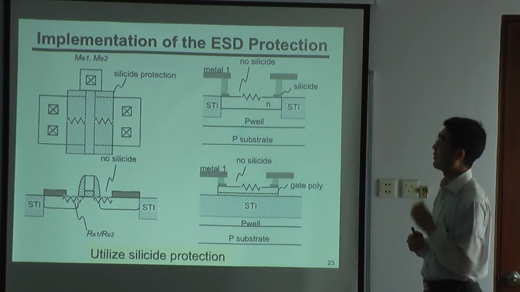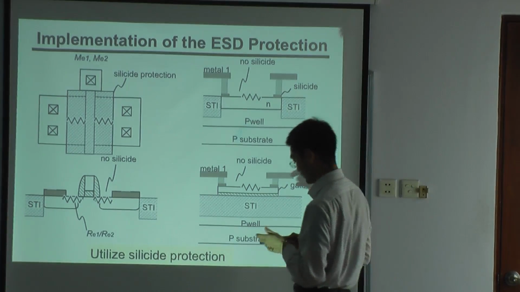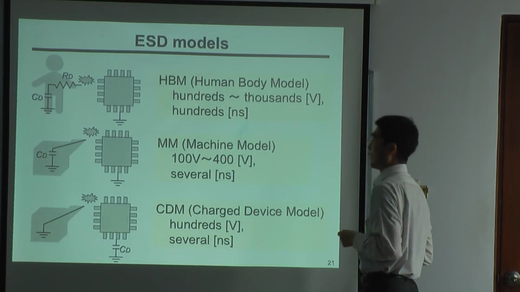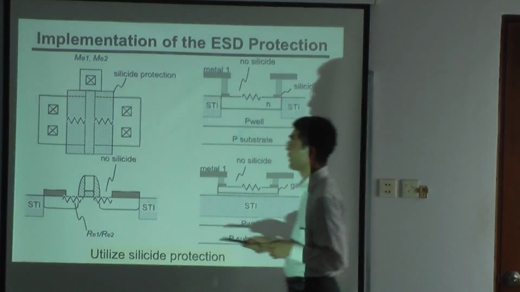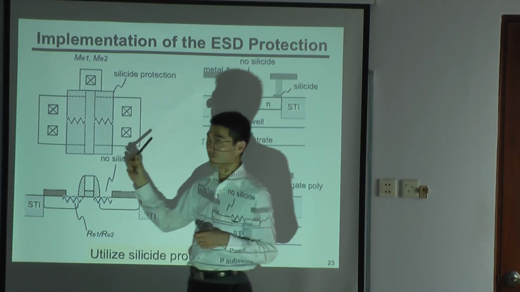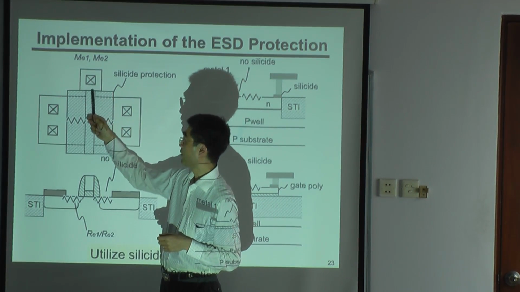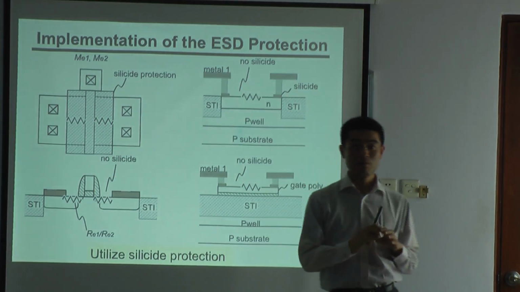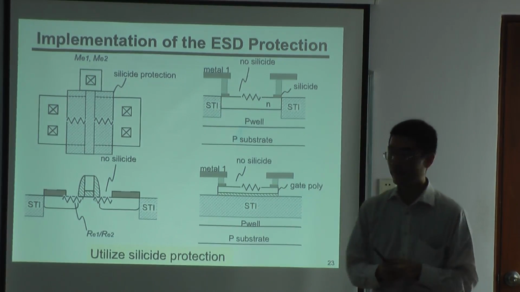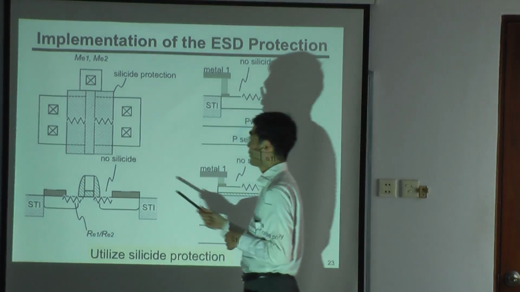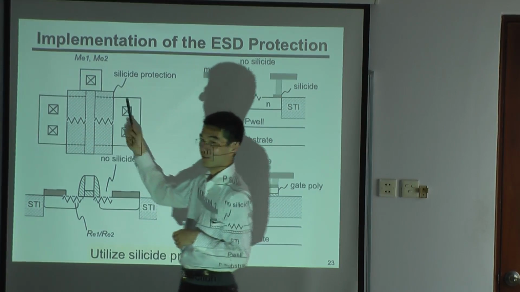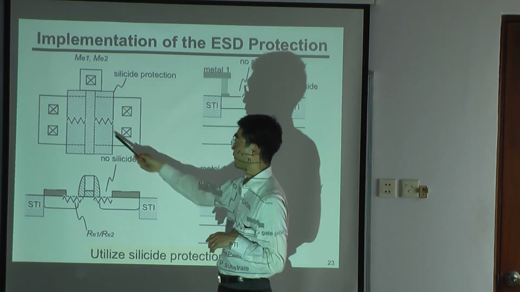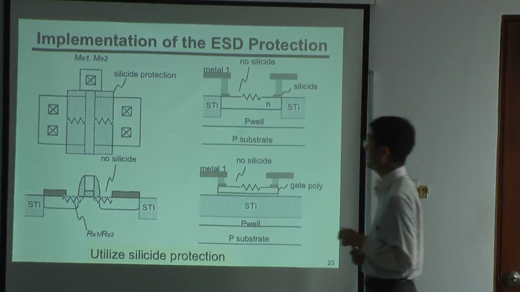And how to implement the ESD protection circuit? At first, we are considering this resistance. For this resistance, we have transistors. And let's say we have silicide on the gate and silicide on the source and drain. If we remove silicide, it has resistance. So we put silicide protection layers here, so that there is no silicide on the surface. So we can have a resistance like this.